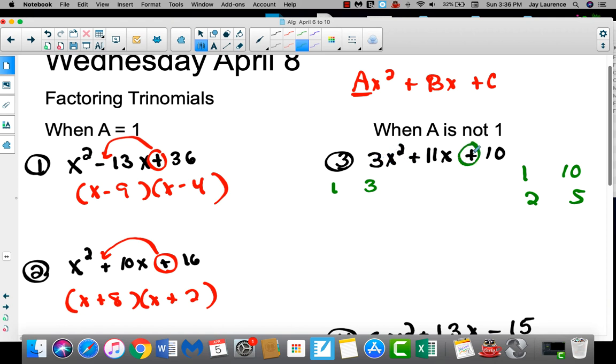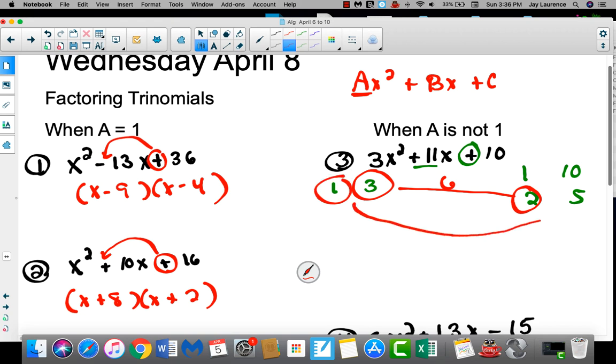Why am I adding? Because c is positive, and I want to get a positive 11. And so as I look here, I'm thinking that 3 times 2 is 6, and 1 times 5 is 5, and c is positive, so I'm going to add, and 6 plus 5 is 11. So I think I know how to factor this.